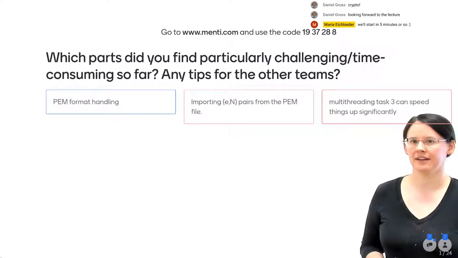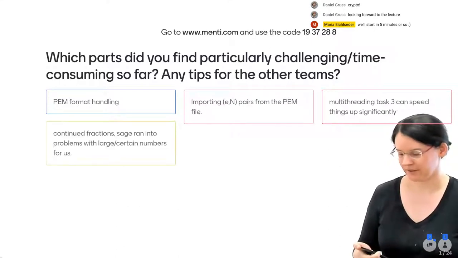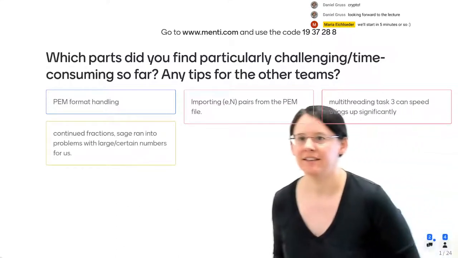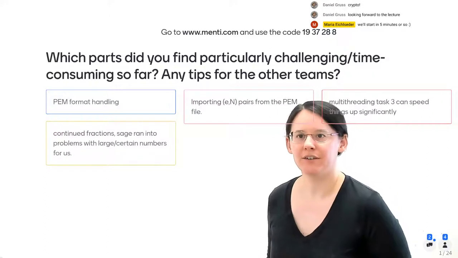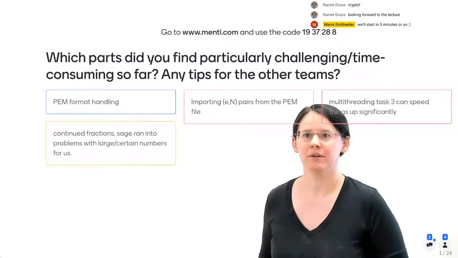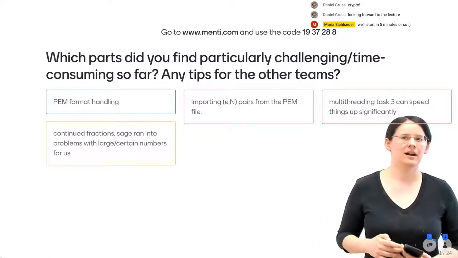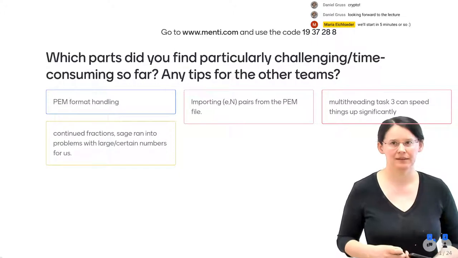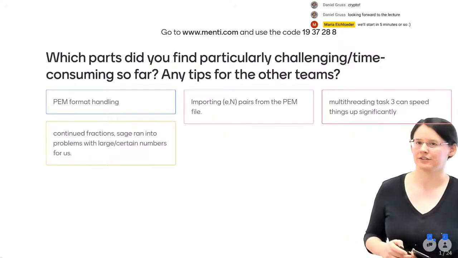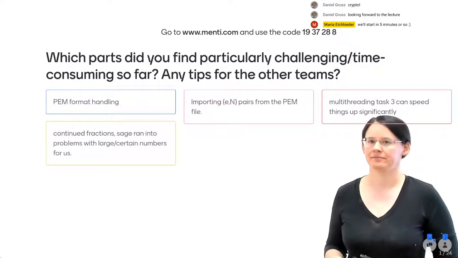Let's see if there's anything else. Otherwise, we can return to this a bit later to see if you come up with any more things. Let's see what we have here. Continued fractions. Sage ran into a problem with certain numbers for us. This might depend a bit on how you've implemented the continued fraction stuff. Let's have a look at it when we get there.